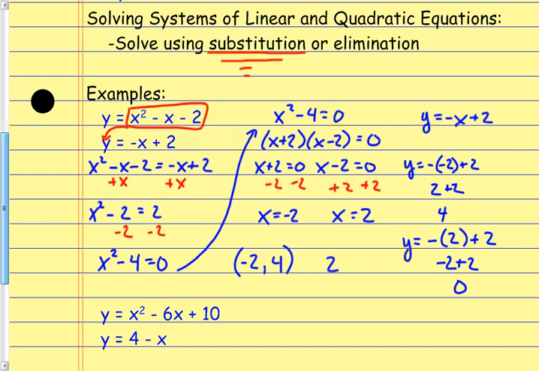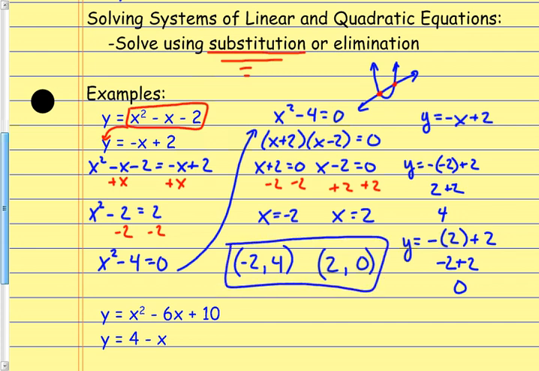So I get 2 answers because it means that the parabola and the line cross at 2 different spots, which makes sense because one of those is a curve. It can cross at 2 different spots. Okay? And we've identified them.